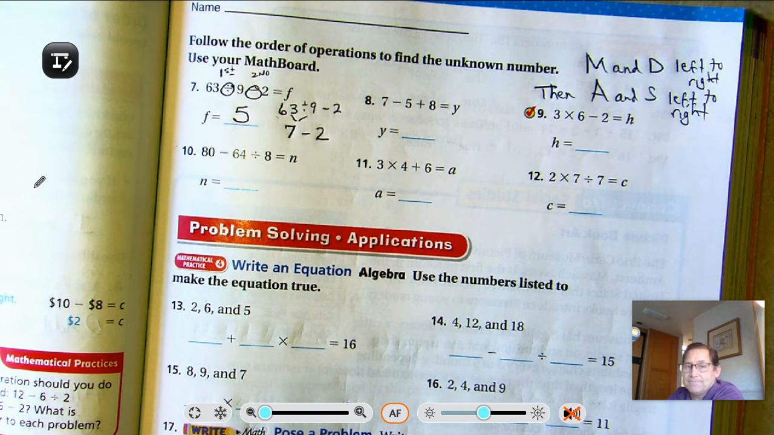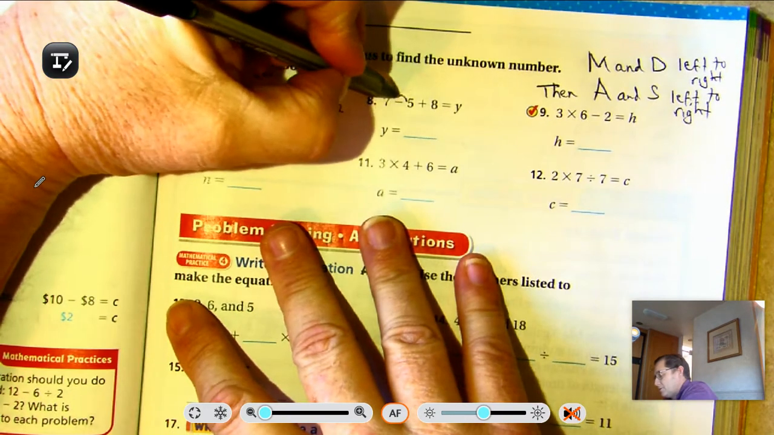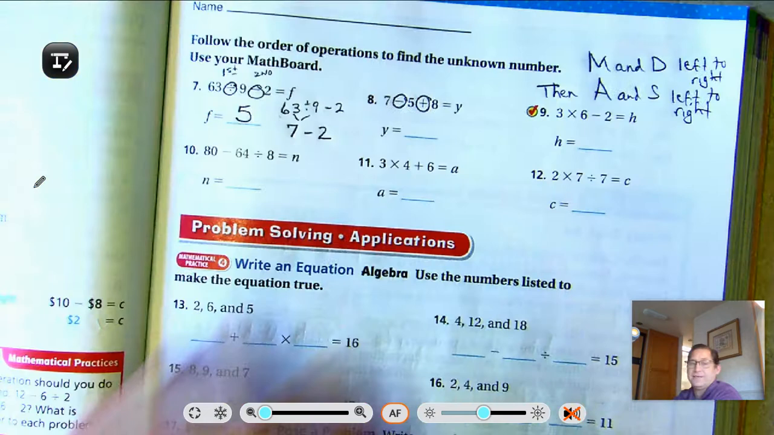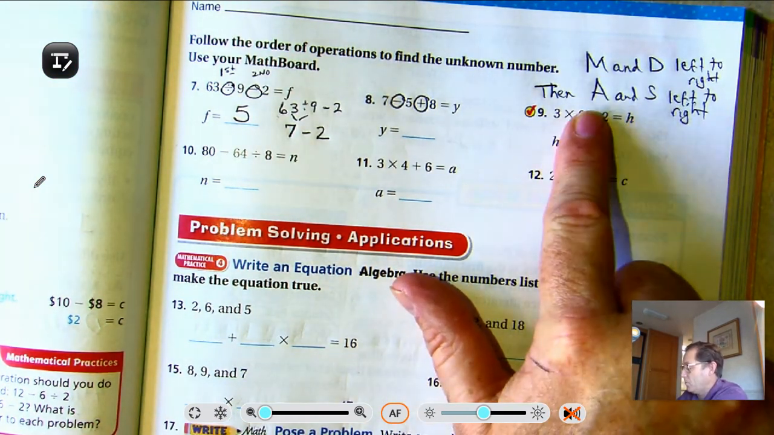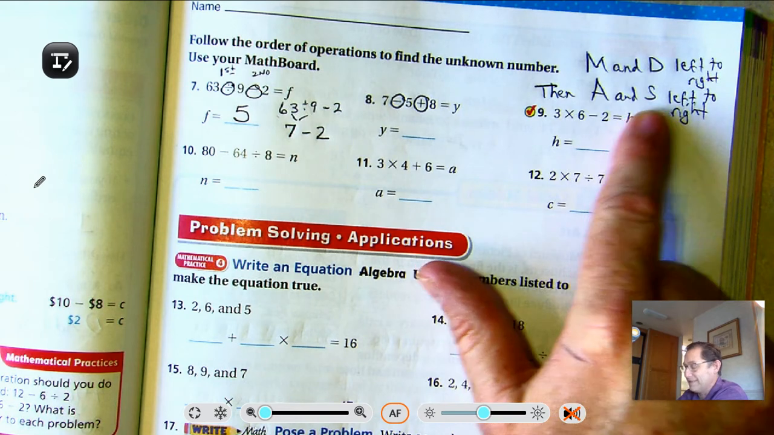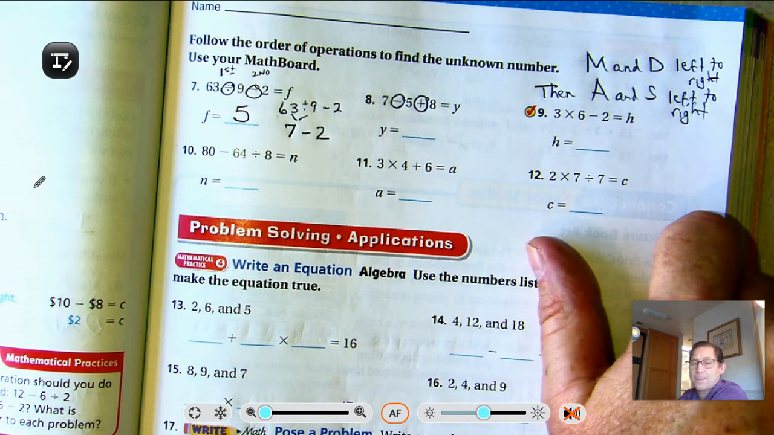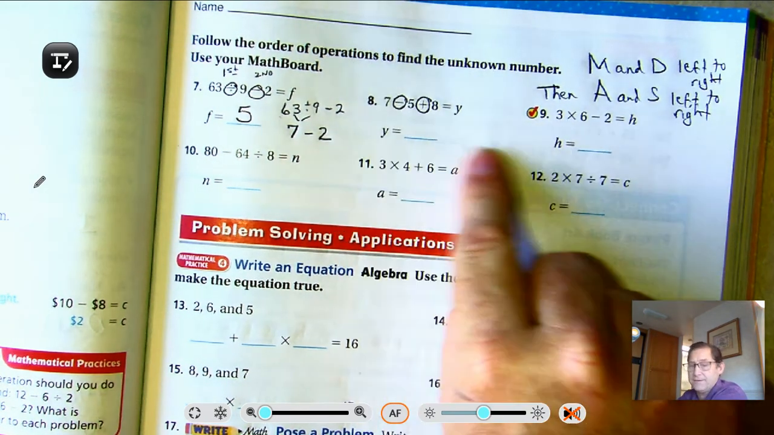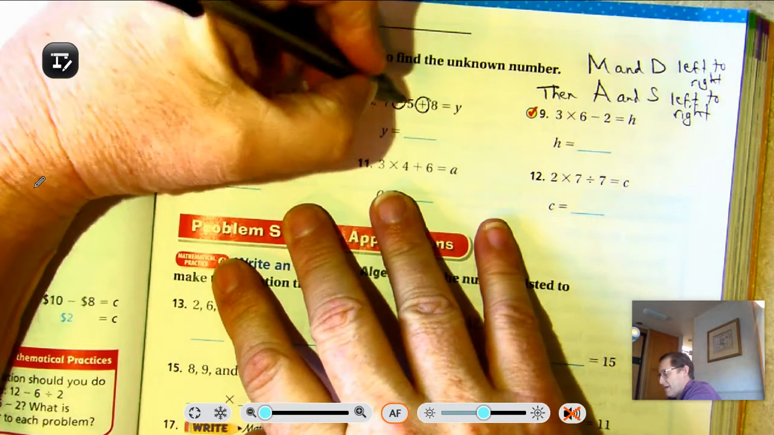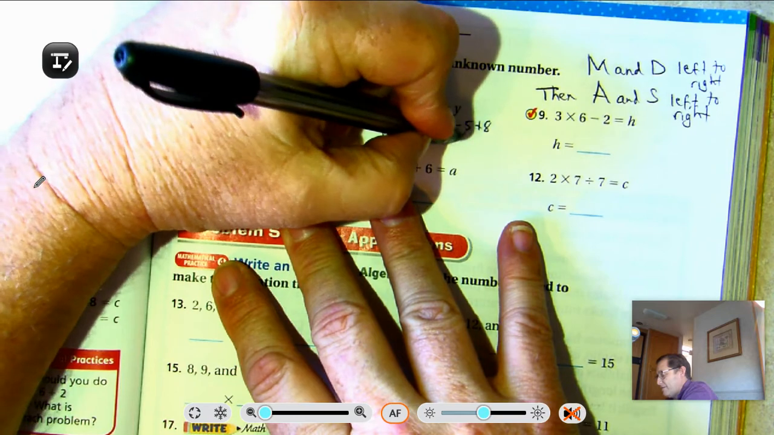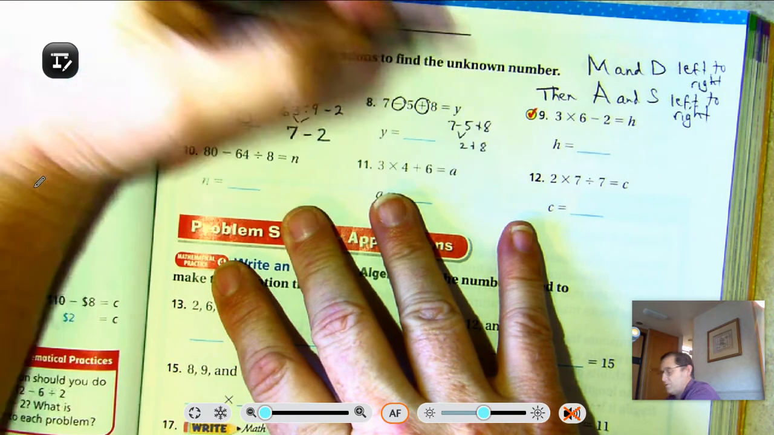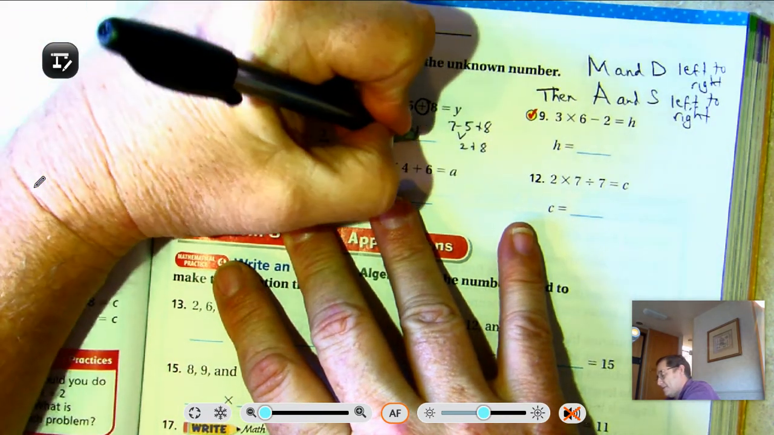All right, number 8. We have subtraction and addition. Okay, so those are my two operations, subtraction and addition. When I only have addition and subtraction, I just go add and subtract left to right. So we're just going to go left to right. 7 take away 5 plus 8. 7 take away 5 is 2. 2 plus 8 is 10.